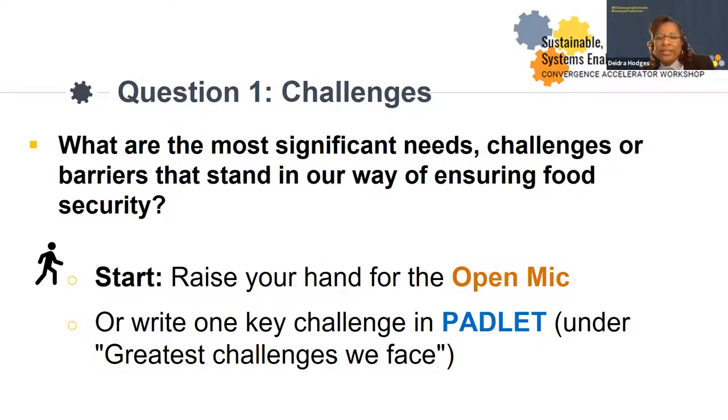Next, as we think about the topics added to Padlet, the next category is around big ideas to advance, which touches on the solutions.